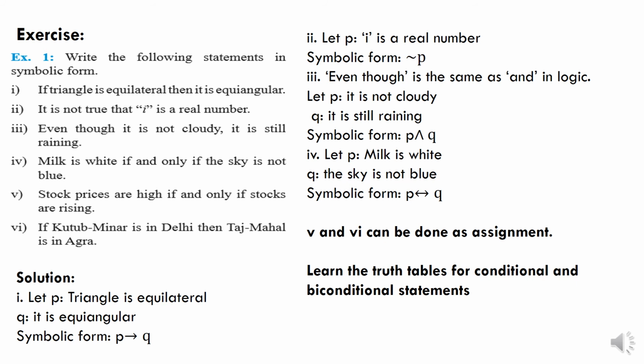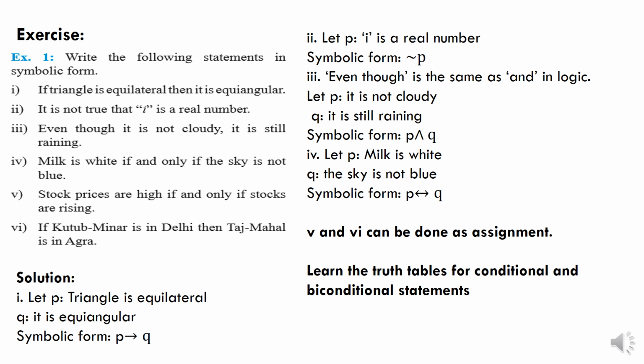In the third question, even though it is not cloudy, it is still raining. Now even though is the same as and in logic. So we just write down P and Q and join them by a conjunction. So P, it is not cloudy. Q, it is still raining. So symbolic form becomes P and Q.